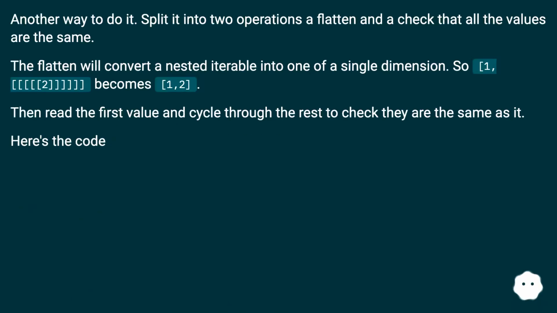Another way to do it. Split it into two operations, a flatten and a check that all the values are the same. The flatten will convert a nested iterable into one of a single dimension. So, 1, 2 becomes 1, 2. Then read the first value and cycle through the rest to check they are the same as it. Here's the code.